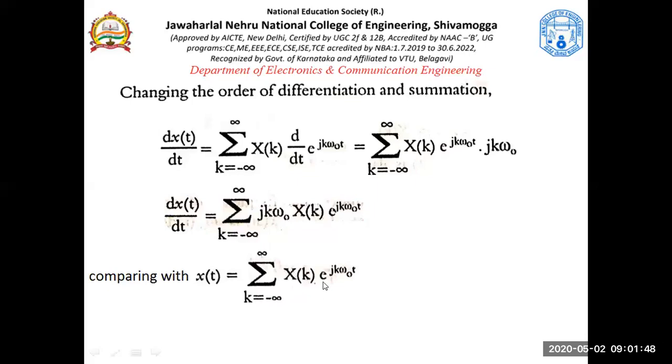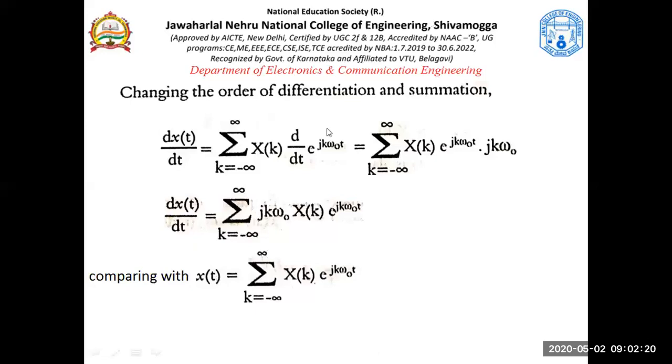Understand? So similarly, how can we read this equation? Here, X of k is the coefficient of x of t. Therefore, can we say jk omega naught X of k are the coefficients of this differential of x of t? Yes or no? Yes, we can say that. Just compare these two equations. X of k's are the coefficients of x of t.